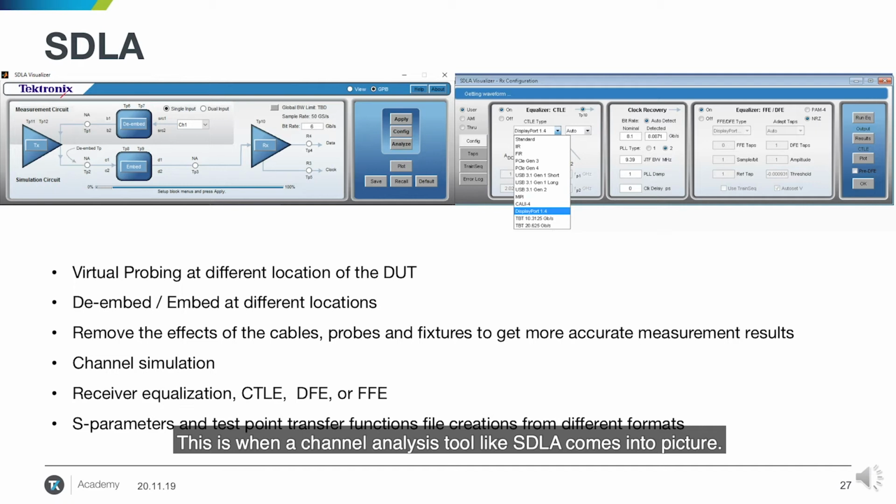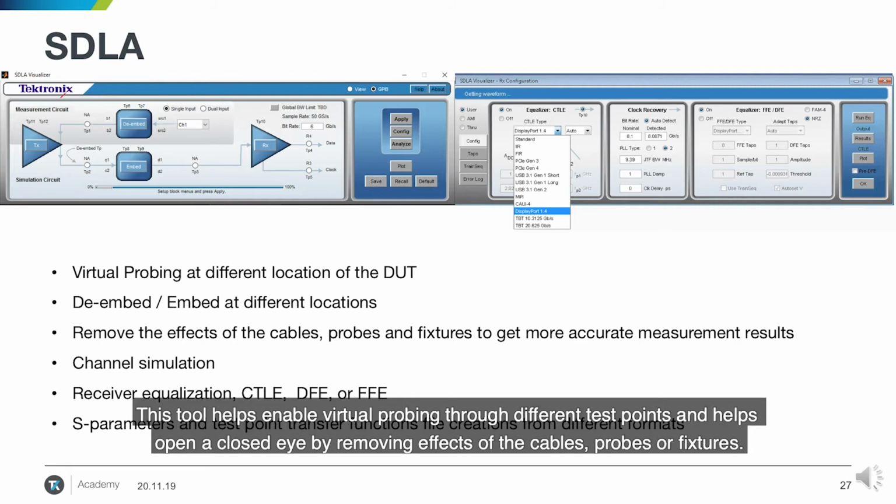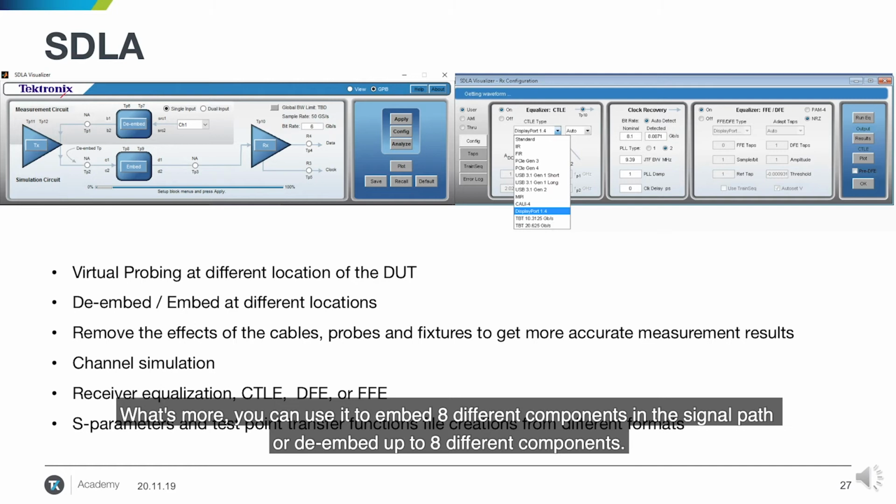This is when a channel analysis tool like SDLA comes into the picture. SDLA stands for Serial Data Link Analysis. This tool helps virtual probing through different test points and helps open a closed eye by removing effects of the cables, probes, or fixtures. What's more, you can use it to embed up to 8 different components in the signal path, or de-embed up to 8 different components.